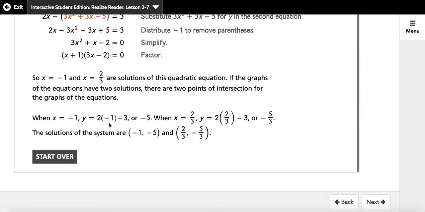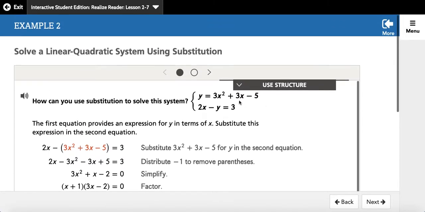When they plug -1 in, they got y was -5, and then when they plug 2/3 in, they got the value of y was -5/5. So these are the 2 points that are the solution to this linear quadratic system. And they solved it by substitution.